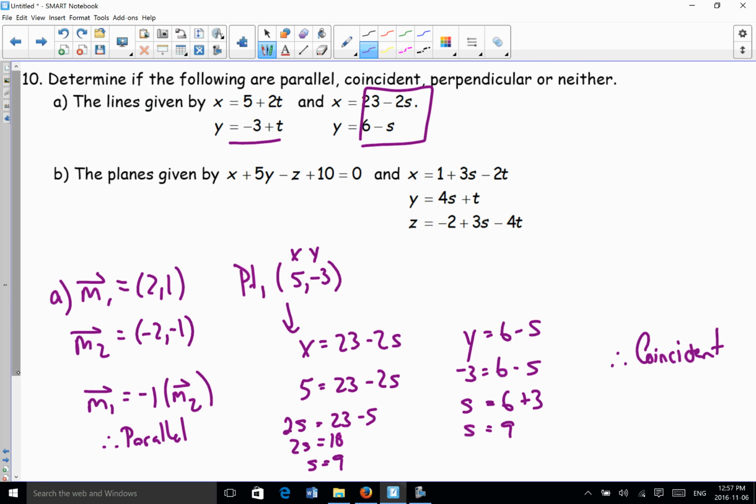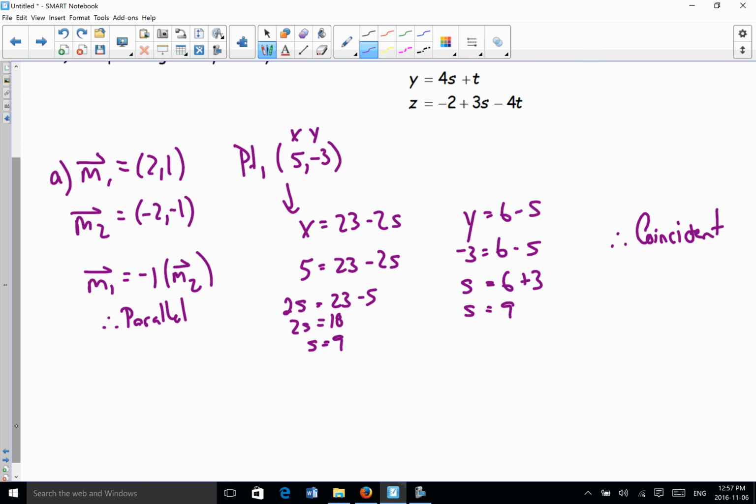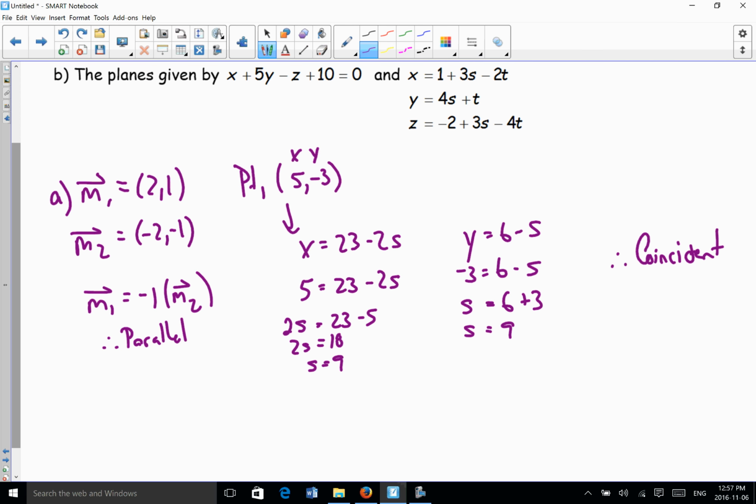Okay, try part B, we're looking at planes this time. Planes are given in two different formats. One's Cartesian, one is parametric. We kind of want to compare them in the same form. So I think it's easier to change this into a normal. And we can do that by recognizing our two different directions.